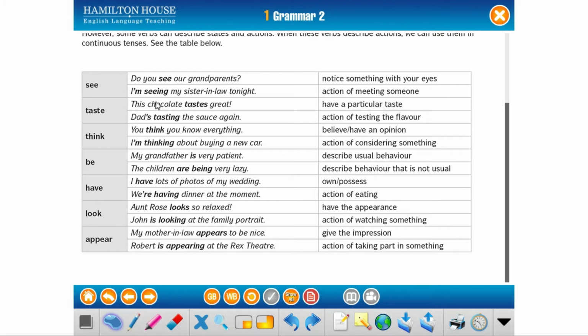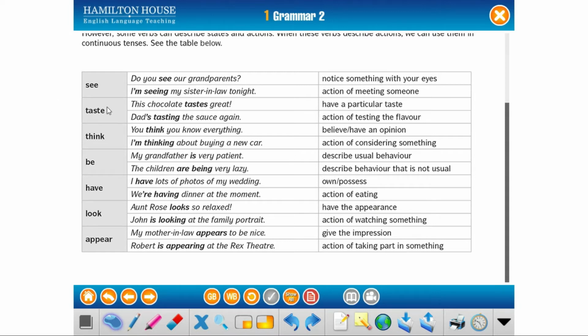But when I add the ing termination, the meaning changes. It's not the same to say, I am seeing my sister-in-law tonight. In this case, this seeing has the same meaning as meeting. I can say, I am seeing my sister-in-law, or I have a meeting with my sister-in-law. That means that you are going to go out with someone, or you are going to meet with someone.